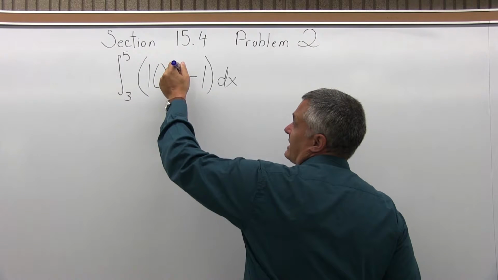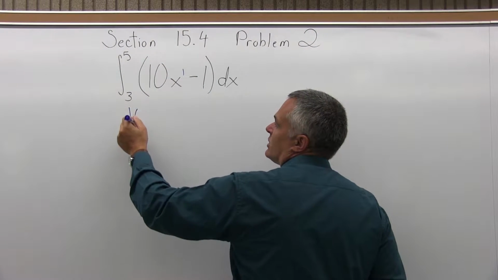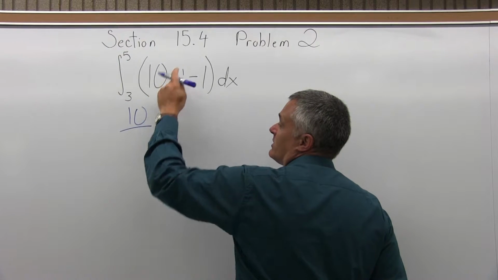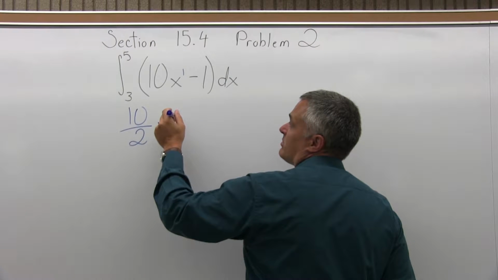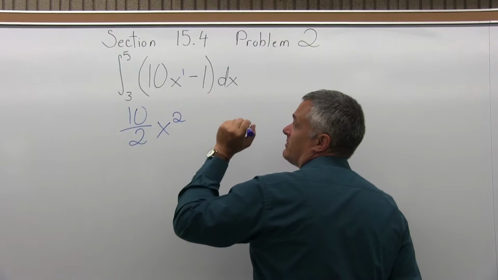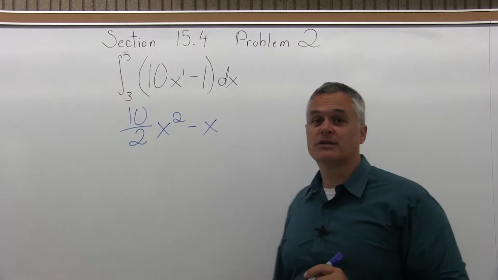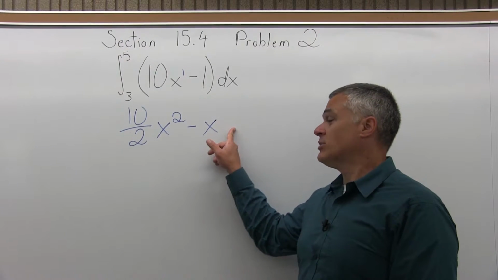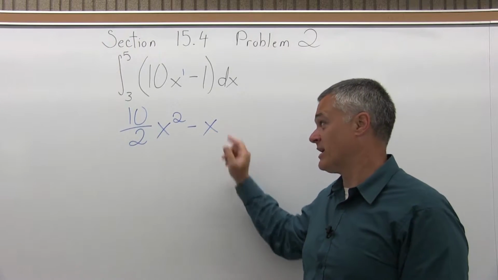So the 10x, I don't have an exponent written. You can assume it's 10x to the first. So it'll be 10 over the first power plus 1 more, which is 10 over 2. X to the first power plus 1 will be second power. The minus 1 will become a minus 1x to the first. There is technically a plus c for a constant, but on the last step it would cancel, so we don't really have to write it.